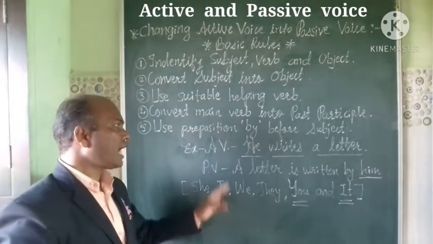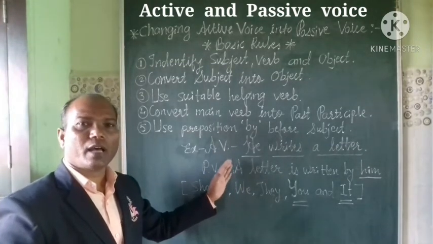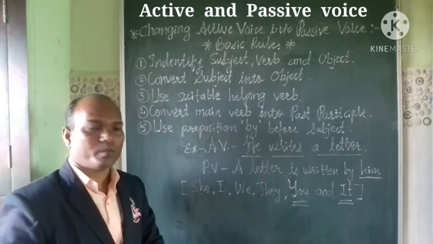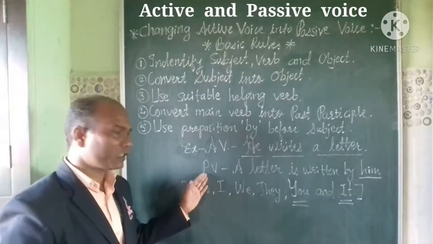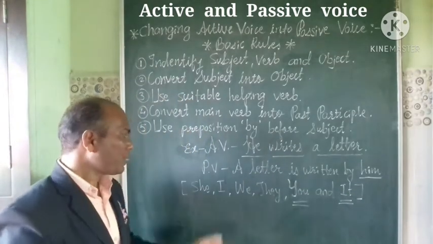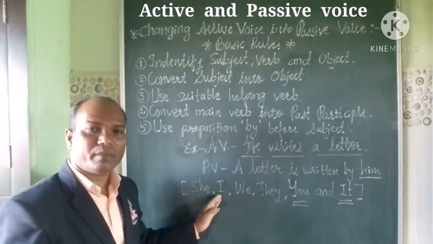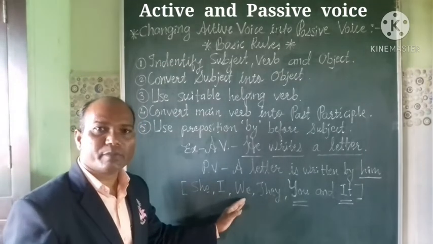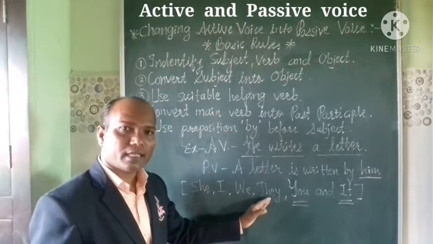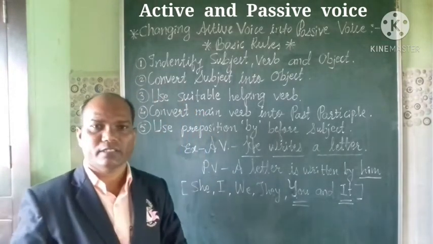If in active voice, a pronoun is used as a subject, then that pronoun is written in its objective form while converting that sentence into the passive voice. For example, he becomes him. In the same way, other pronouns: she turns into her, I becomes me, we becomes us, they becomes them. But the pronouns you and it remain unchanged.